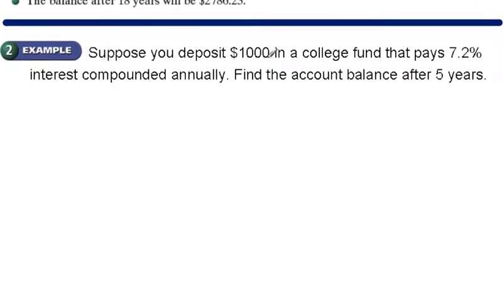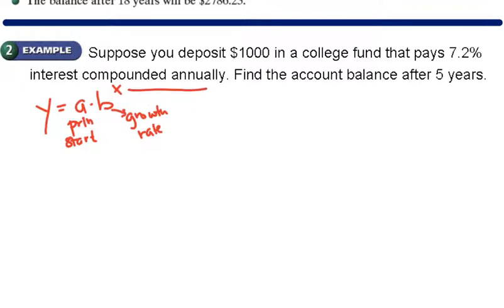All right, so same function, y equals a times b to the x. This is our principal or the starting amount. It means the same thing. This would be the growth or the rate, depending on the language. And then this is going to be the number of times compounded.